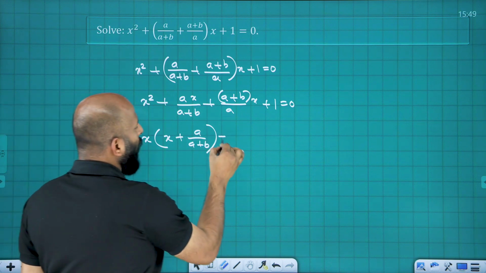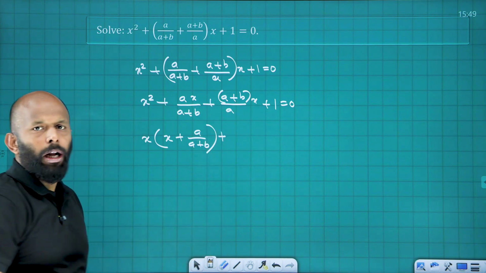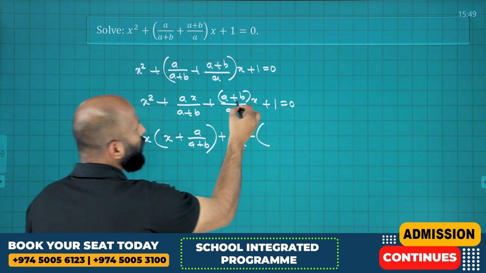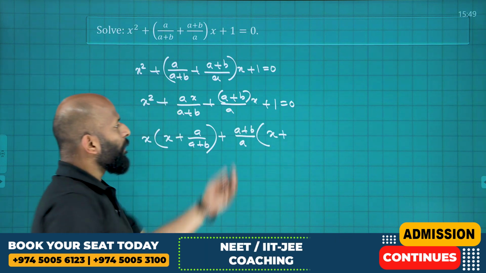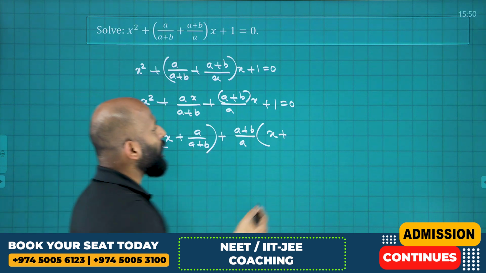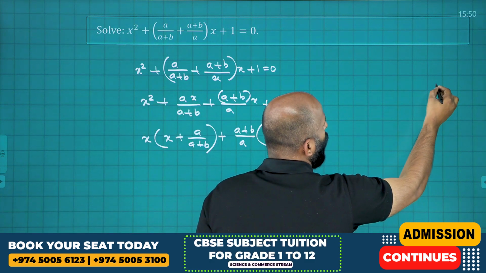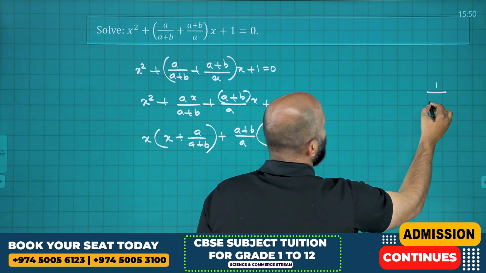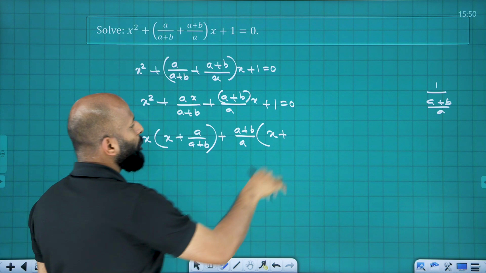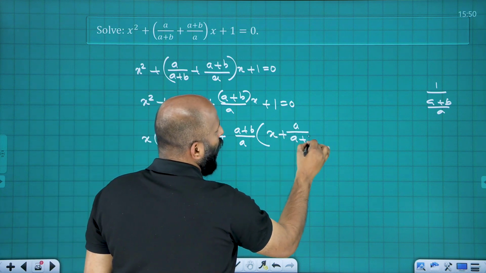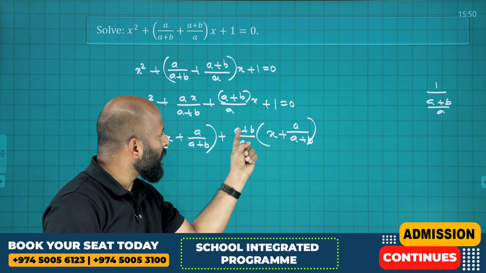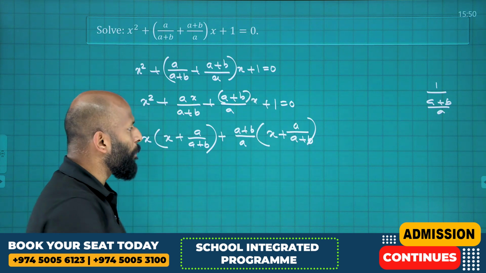Now from here I am going to take (a+b)/a common out. Then x is remaining, but from 1 I am taking a particular term common out. So how can we find? From 1, if you are taking any term common out, it is 1 divided by that number, (a+b)/a, so it becomes a/(a+b). How? When we multiply inside, a cancels, a+b cancels, and we get 1. Hope all of you understood.